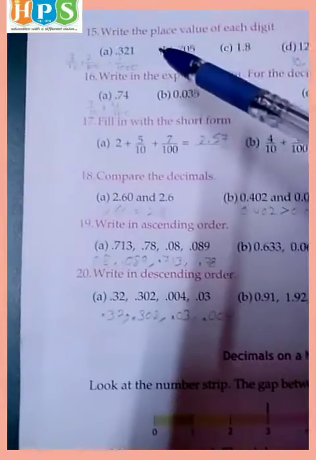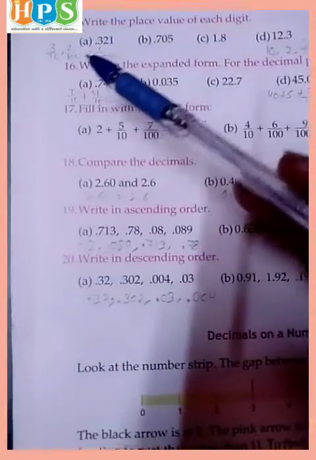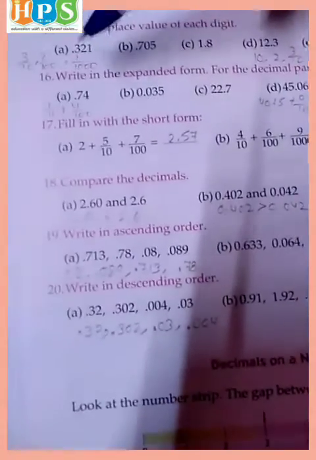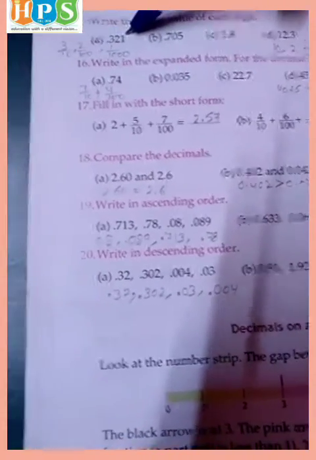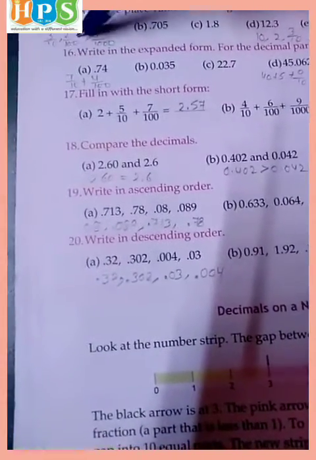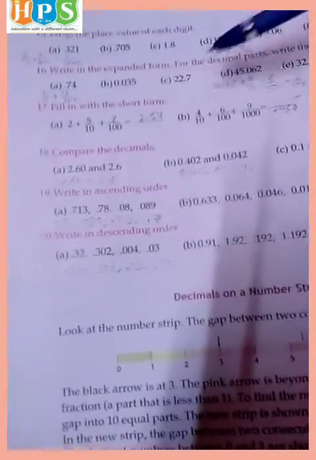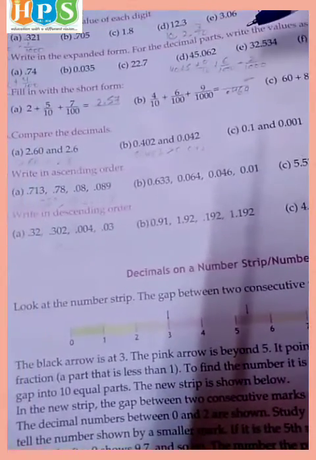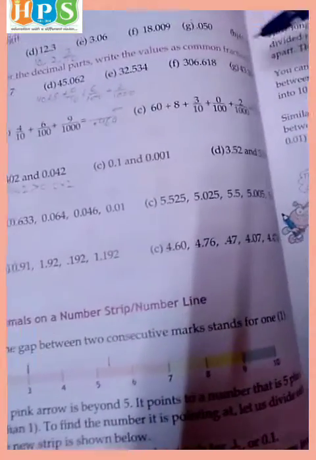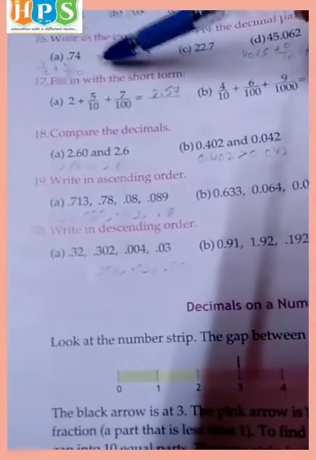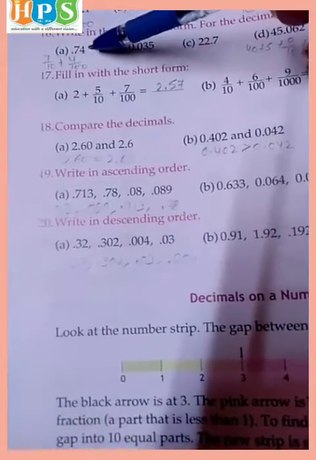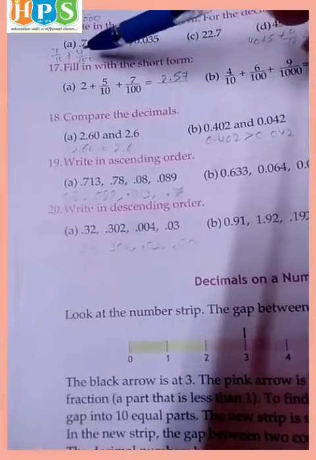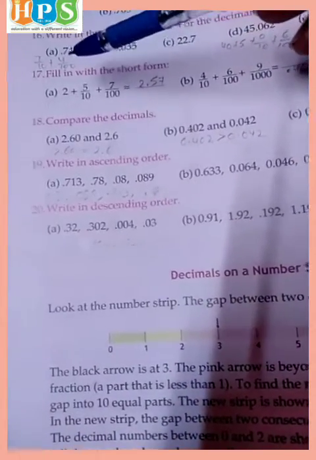Question number 15. Write the place value of each digit. 0.321, 3 tens, 2 hundreds and 1 thousands. It means 3 upon 10, 2 upon 100 and 1 upon 1000. Write in expanded form. For the decimal part, write the place value as common fraction. 0.74, tens and hundreds, 7 upon 10 and 4 upon 100.